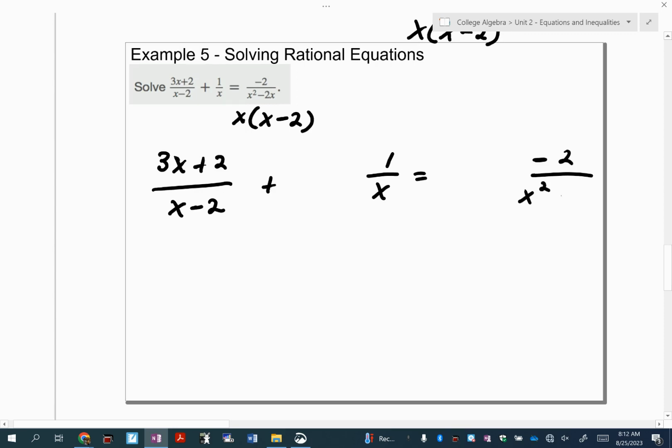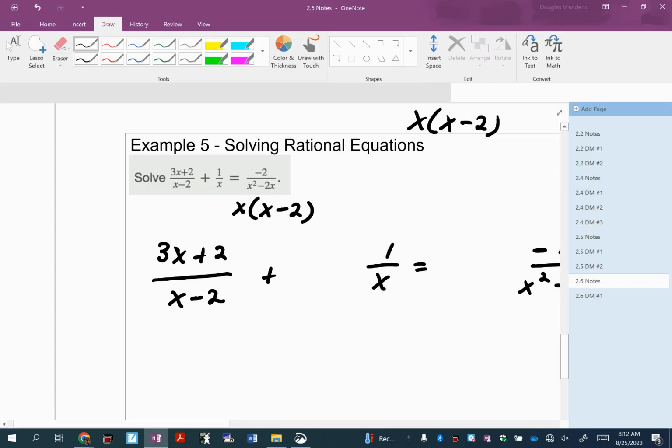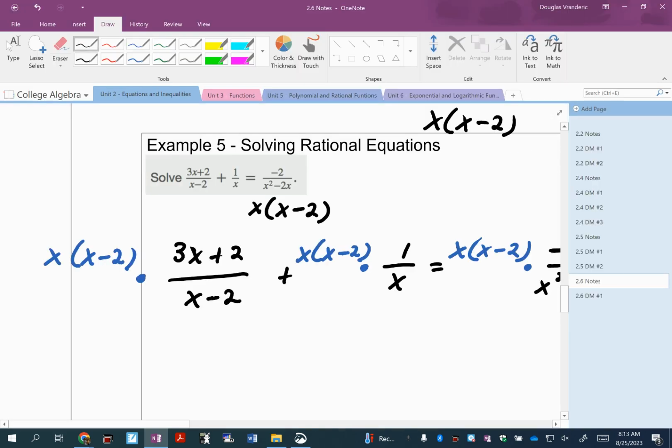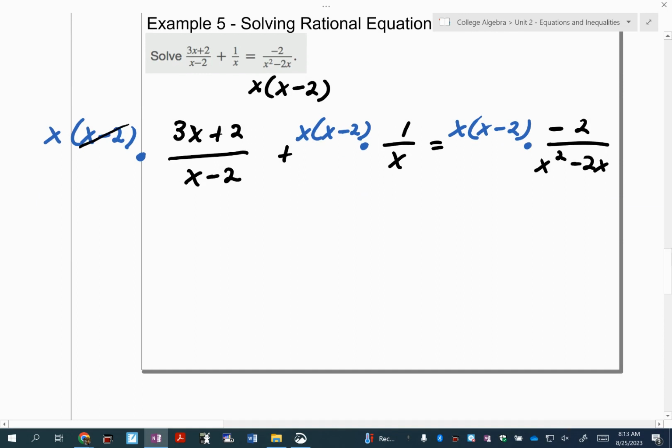So I just rewrote the problem, and I'm going to multiply all three of these fractions by just the numerator of x times x minus 2, because by doing that, for each of these I will cross out whatever is in each denominator. In the first one, I cross out the x minus 2 with this x minus 2. That leaves me with x times 3x, which is 3x squared, and x times 2, which is 2x. In this one, the x and the x cross out, which leaves me with just x minus 2 times 1, so that's plus x minus 2.